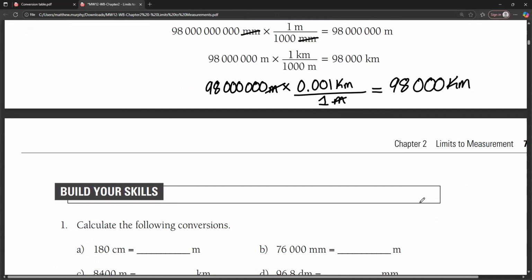Okay, that is lesson 1. And I will do lesson 2, build your skills, numbers 1 and 2. And I suggest you take some attempts at them and then watch the video and check your work.